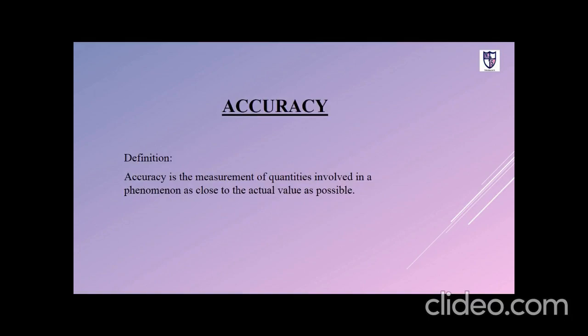Accuracy is the measurement of quantities involved in a phenomenon as close to the actual value as possible. One way of doing this is to take a large number of readings of the same measurement and take their average. It refers to the closeness of a measured value to a standard or known value.